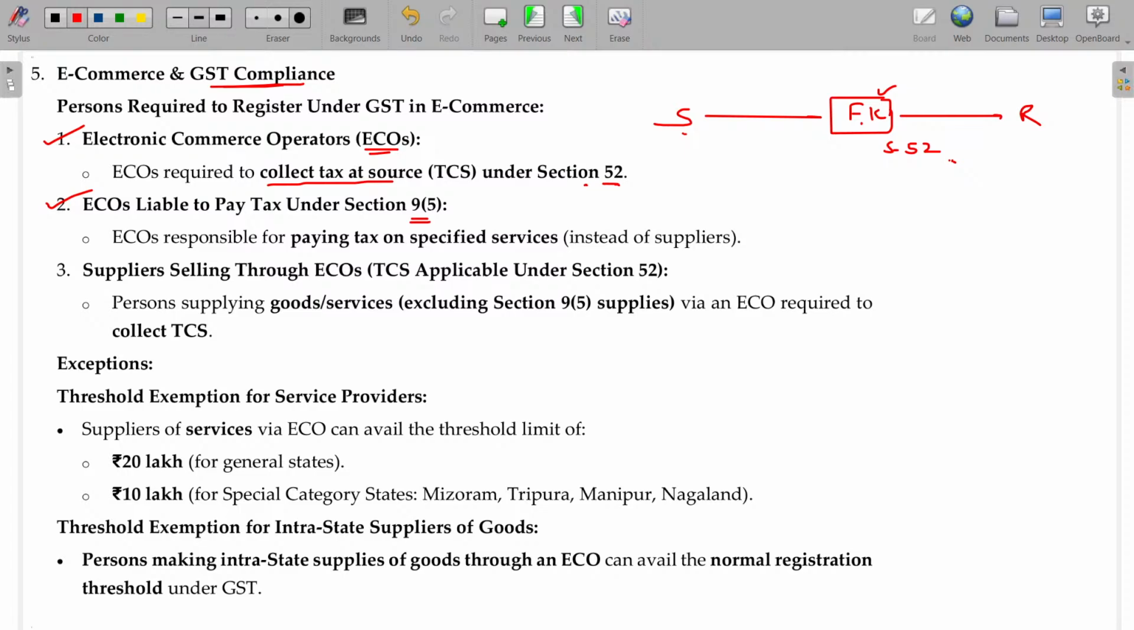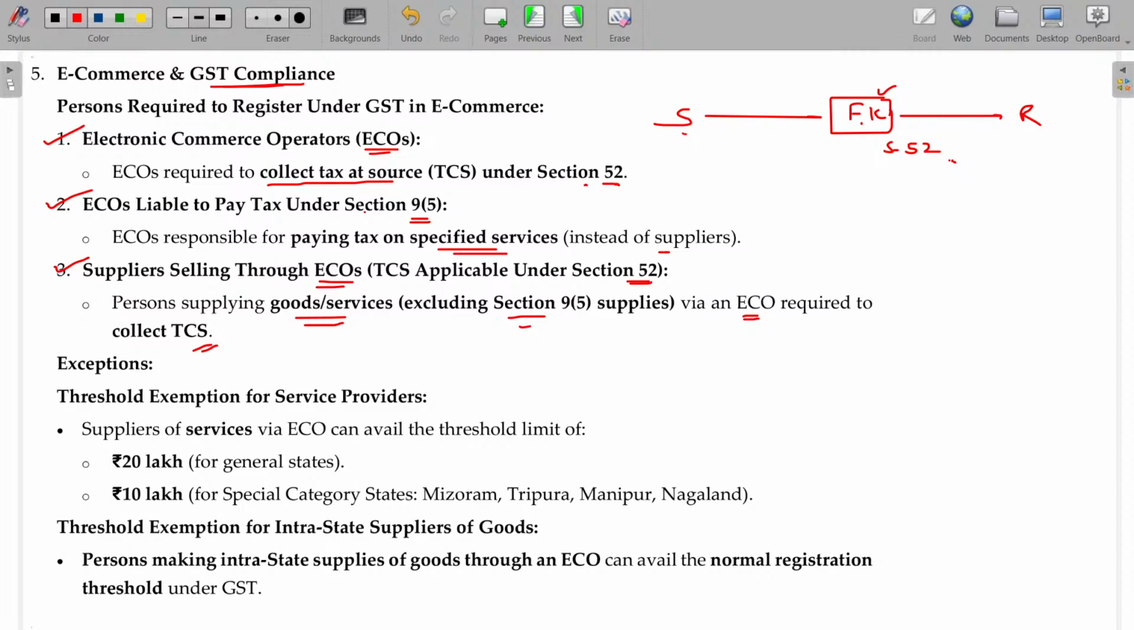And section 9 clause 5, already we studied. Section 9 is all about the charge of GST under forward charge and RCM, and finally we started discussing this one: the third party ECO responsible for paying tax on specified services instead of the supplier. Then also he has to register. And for a supplier selling through ECO, TCS is applicable under section 52. A person supplying goods or services, excluding section 9 clause 5, via an e-com operator is required to collect the TCS.